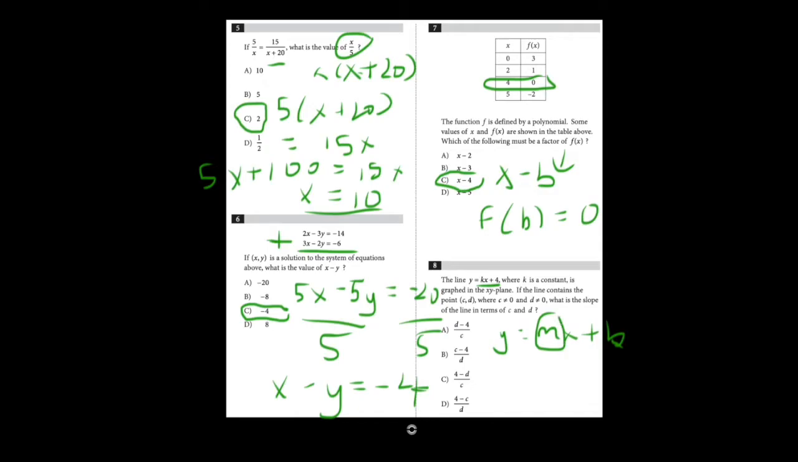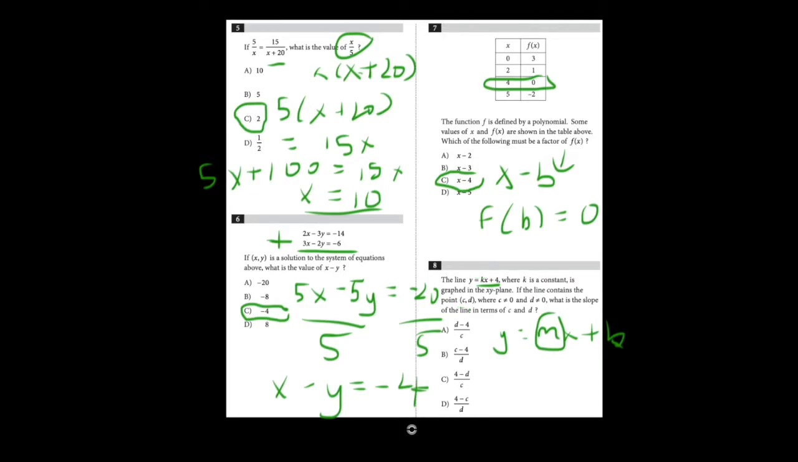and m is the slope in the equation. So we know that k has to be the slope because we can see that's the m in our equation. However, it also gives us a point that we can substitute in. We see c comma d. The c would be the x term, the d is the y term. So we can put that into our equation, y equals mx plus b, and solve.